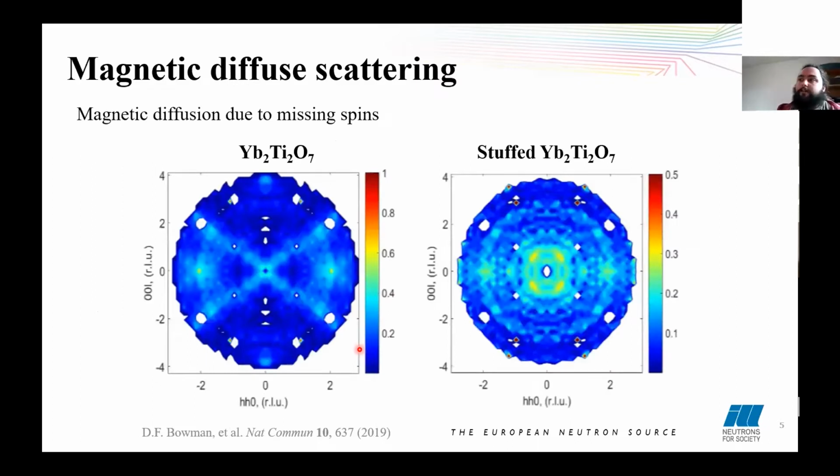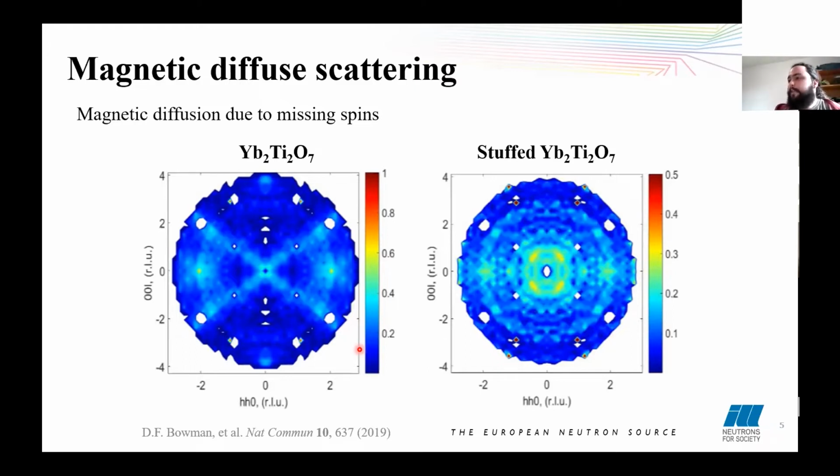So I mentioned we can get diffuse scattering due to correlated disorder, but we can also get diffuse scattering due to many other circumstances, such as thermal scenarios. So we are close to the magnetic phase.